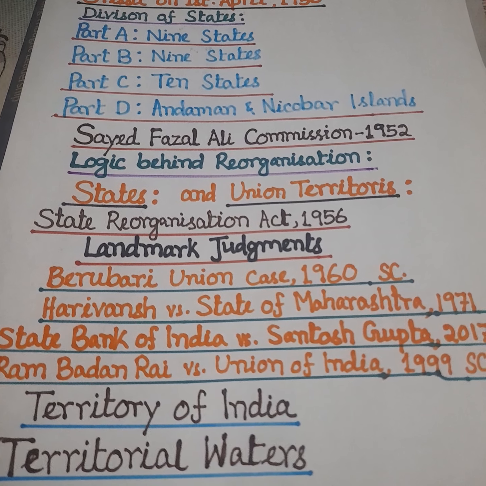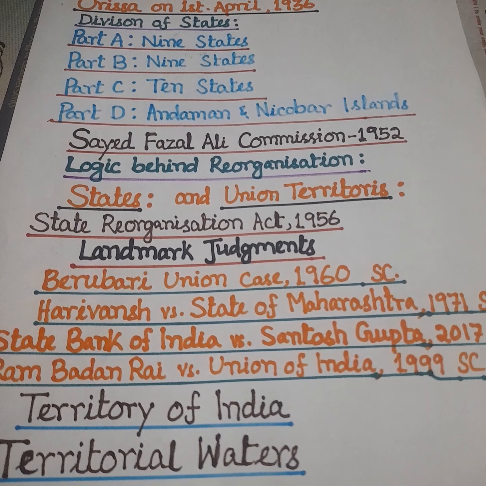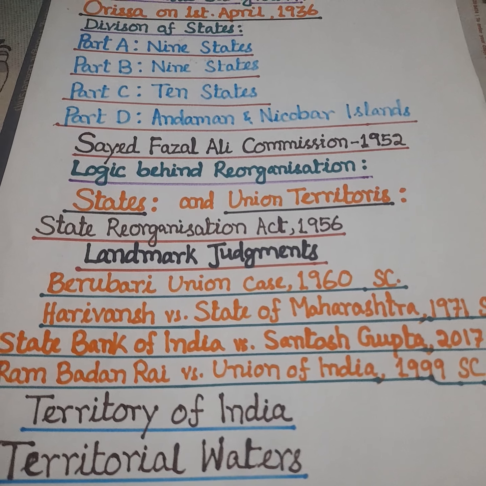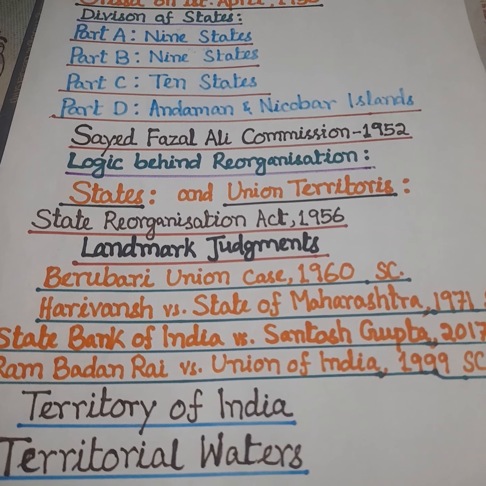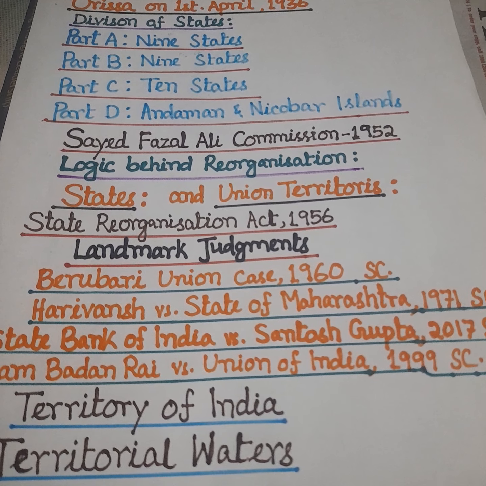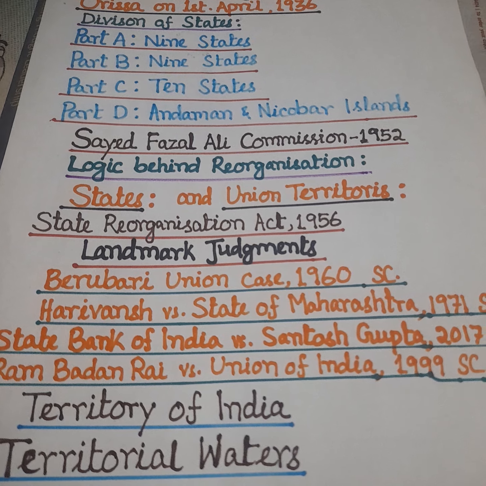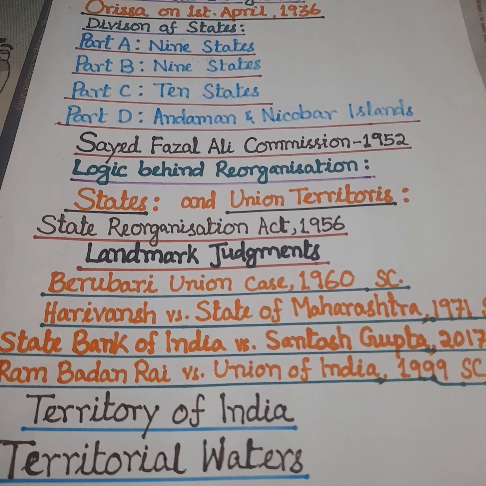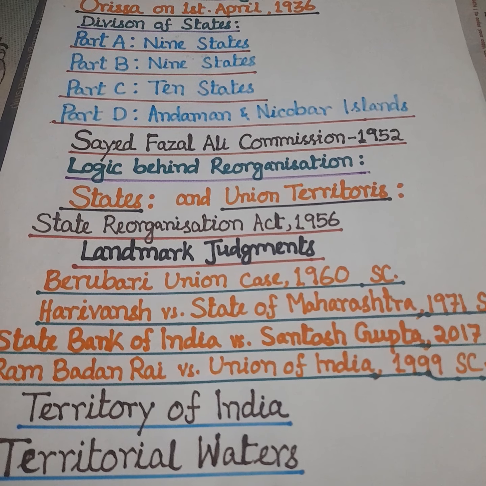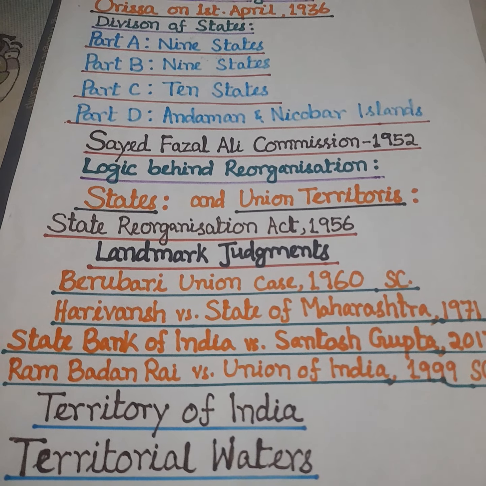And Part C, constituting 10 states at that time, included Delhi, Kutch, Himachal Pradesh, Bilaspur, Coorg, Bhopal, Manipur, Ajmer, Cooch Behar, and Tripura. These states were a mix of former chief commissioners' provinces and centrally administered areas.